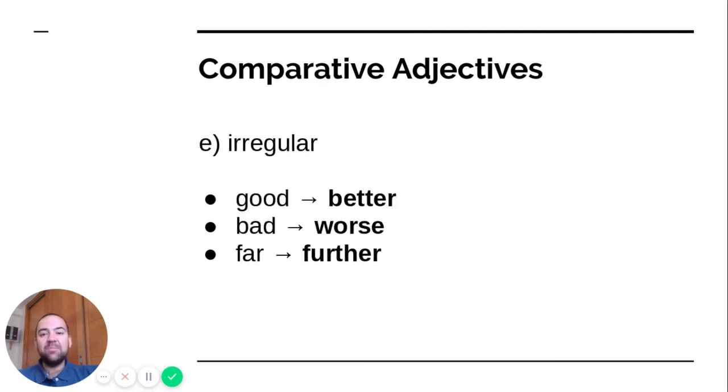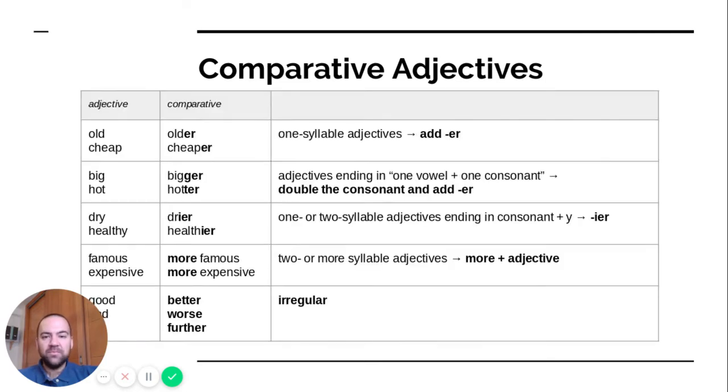And then the last type are irregular ones, and unfortunately the only way to learn these is by memory. So good, better, bad, worse, far, further, yeah, these ones don't follow any set rules. Here is a little table resuming what we have just learned, okay? I will leave you this in a PDF file so that you have it easily accessible and you can review, okay? Right, so this is the comparative. Old, older, big, bigger, dry, drier, famous, more famous, good, better. Those are the 5 types. There aren't any more types.